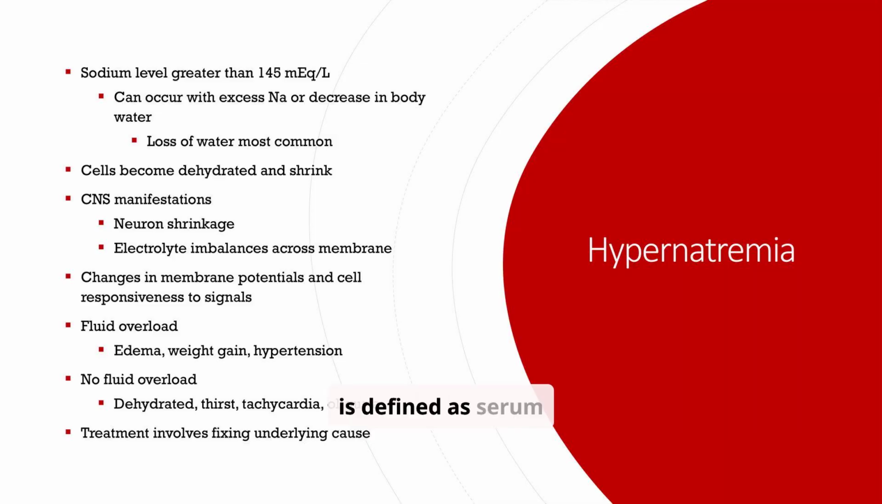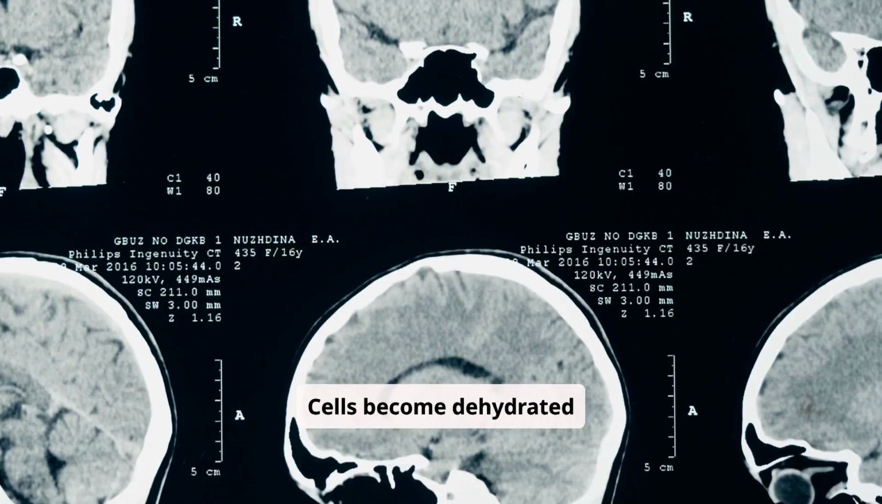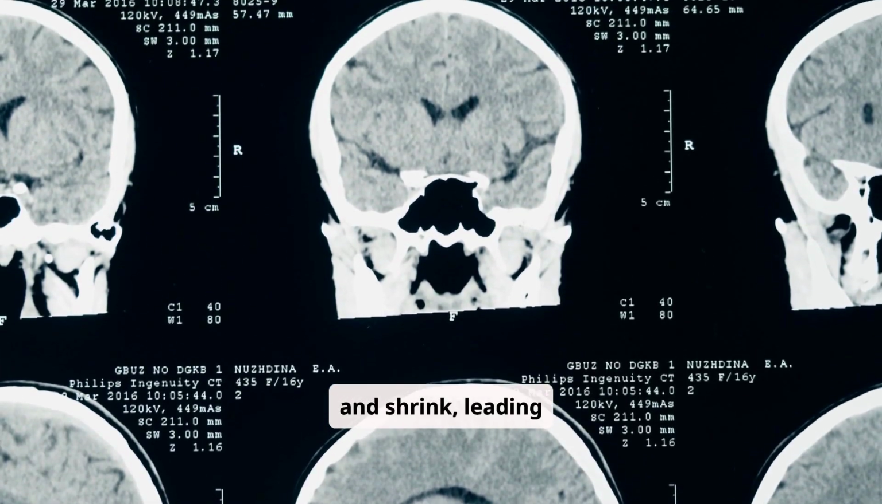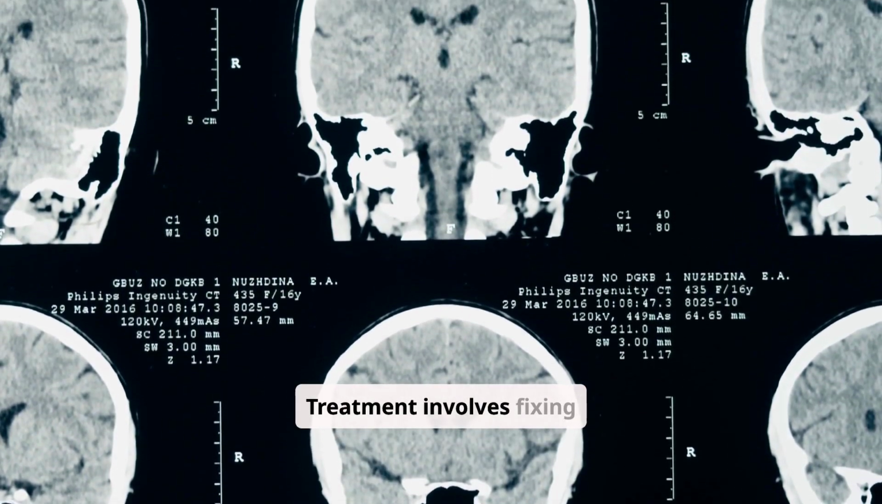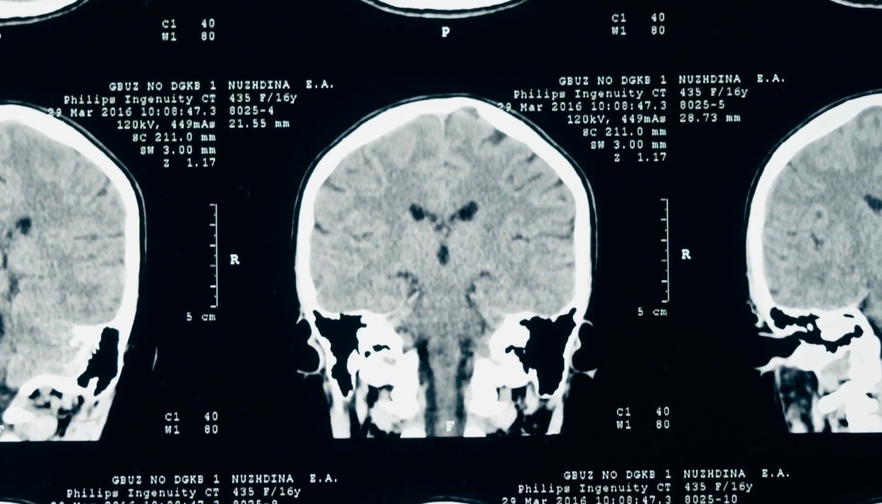Hypernatremia is defined as serum sodium greater than 145 mEq/L. It can occur with excess sodium or a decrease in body water. Cells become dehydrated and shrink, leading to CNS manifestations. Treatment involves fixing the underlying cause.